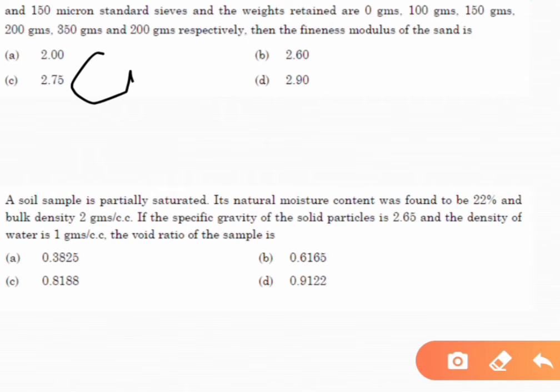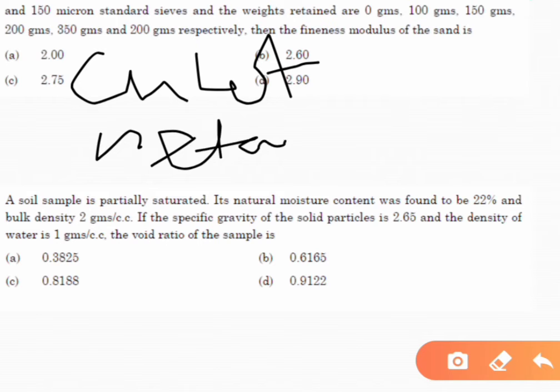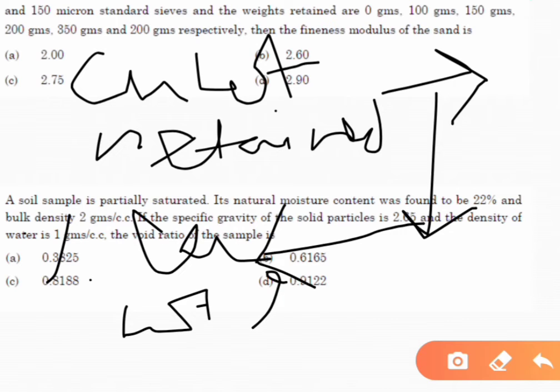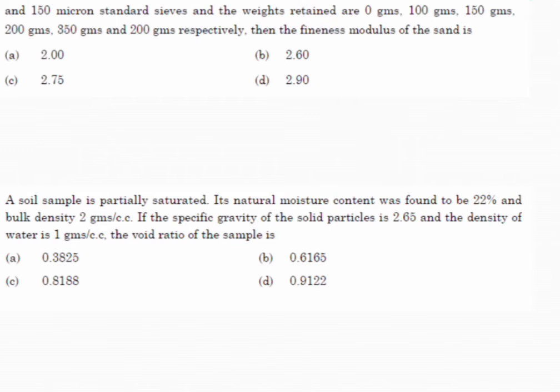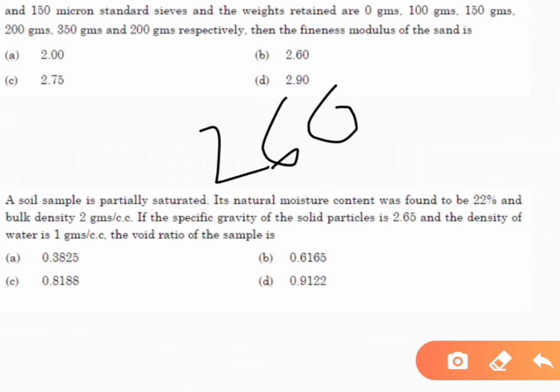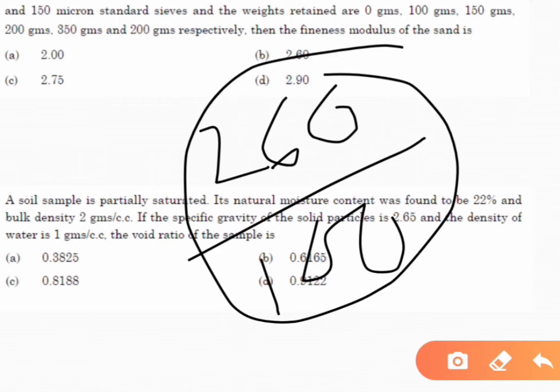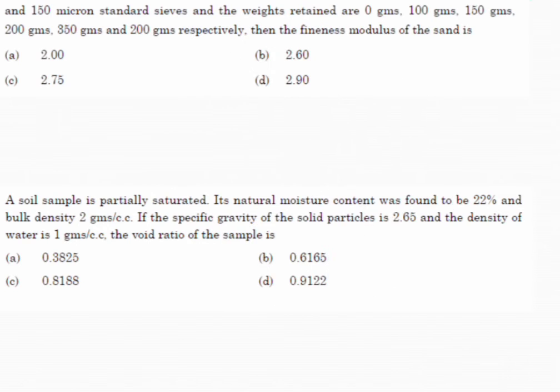Cumulative weight retained, then we need to calculate percentage cumulative weight retained. By this, the sum of percentage cumulative weight retained will be 260, divided by 100. The correct option here is option B, which is 2.60.